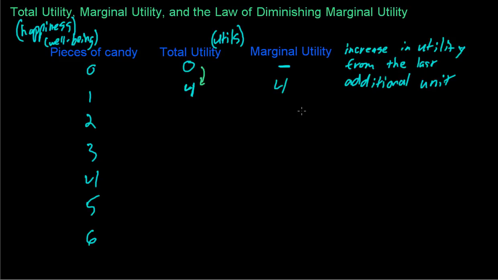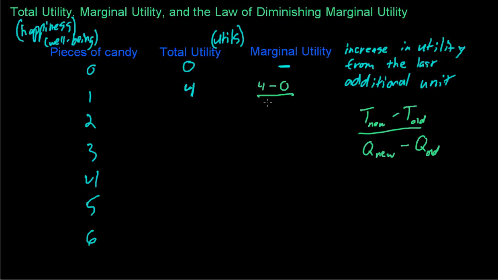I want to write this out in a little more detail so you see what I'm actually doing. A general formula for marginal utility is: I'm going to use T for total utility, so total utility new minus total utility old, divided by the new quantity minus the old quantity, Q sub new minus Q sub old. So in this example, the new total utility is 4, minus the old total utility of 0, over 1 minus 0.